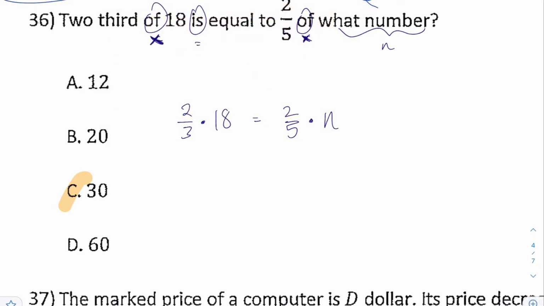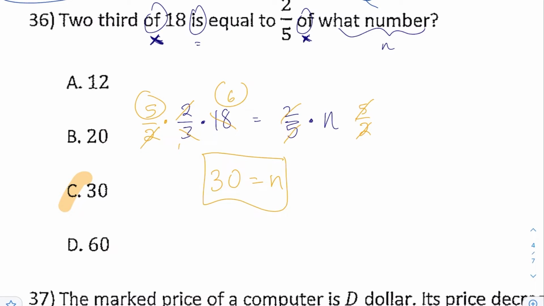So to solve for n, you can multiply by the reciprocal of the coefficient, which is 5 over 2, which will cancel out everything. You also have to do it to the other side. 2 will cancel out with the 2, 3 cancels out with the 18, you have 6 left over. So the answer is just 5 times 6, or 30.